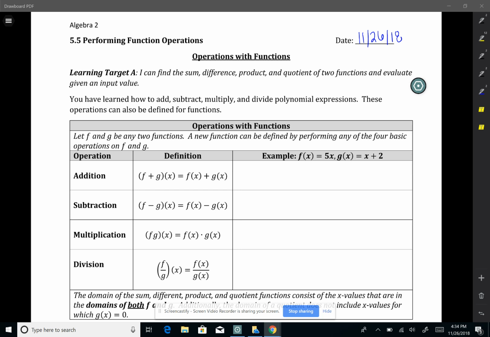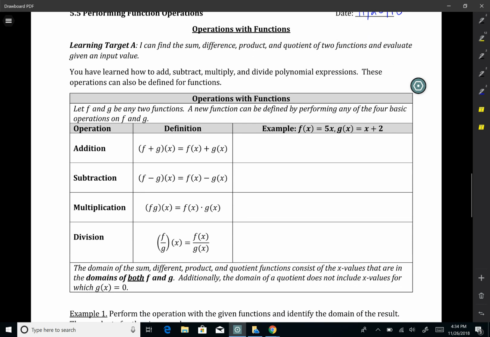get an answer. Okay, so in this table called Operations with Functions, let f and g be two functions. A new function can be defined by performing any of the four basic operations on f and g. So as you see, the notation is a bit interesting. For addition, it's written as f plus g in parentheses and then parentheses x. So that's stated f plus g of x. Okay. Now what that means is we're just taking f of x and adding g of x.